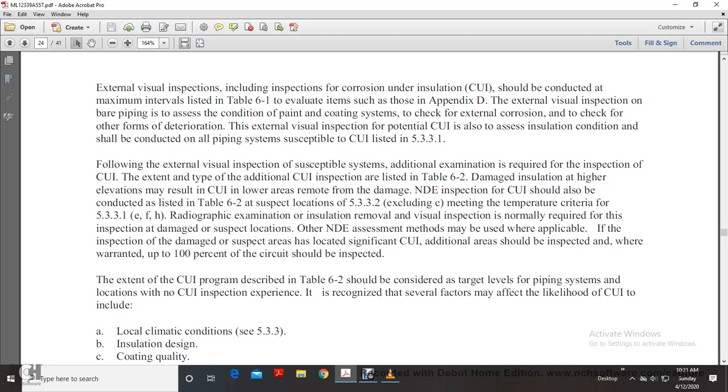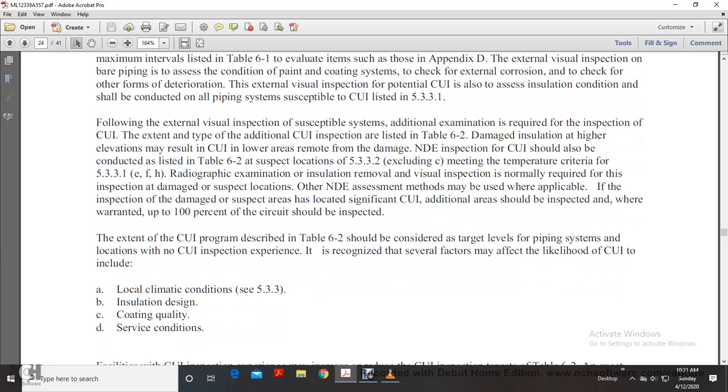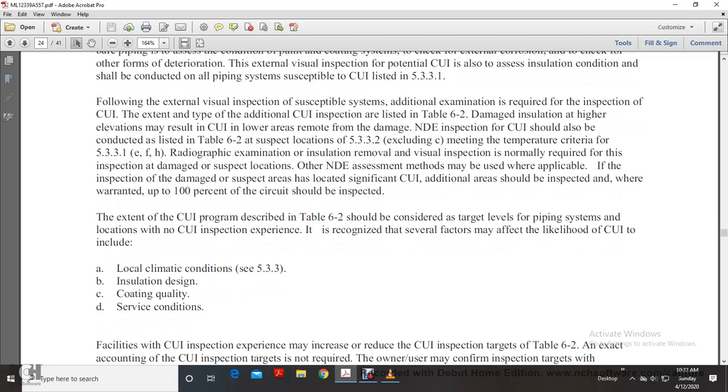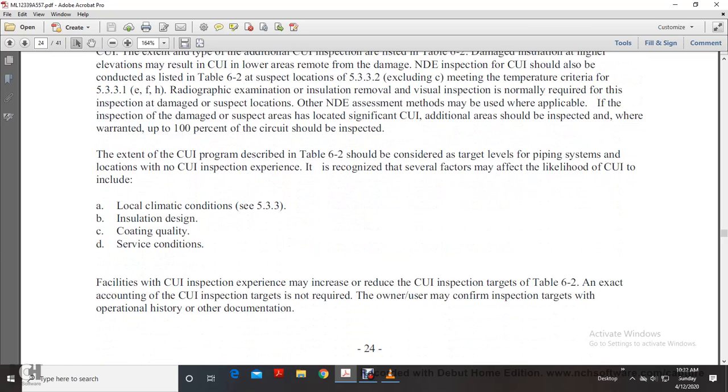Additional areas should be inspected where warranted. Up to 100% of the circuits should be inspected. The extent of the corrosion under insulation program determined in Table 6.2 should be considered as the target level for the piping system, including locations of no corrosion under insulation inspection experience. It is recognized that several factors may affect the likelihood of corrosion under insulation, including local climate conditions, insulation design, coating quality, and surface conditions.